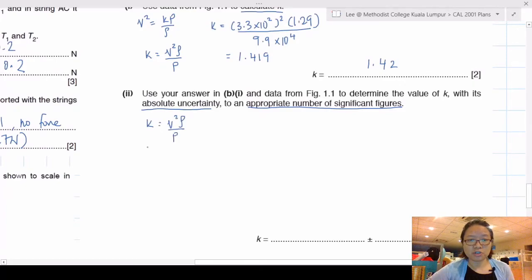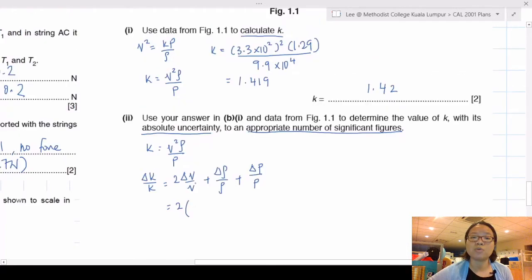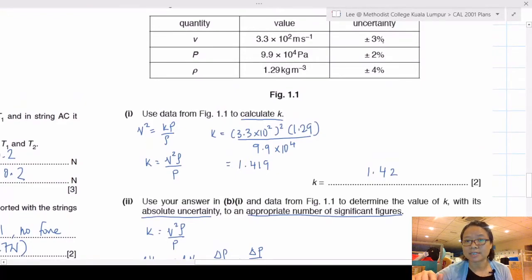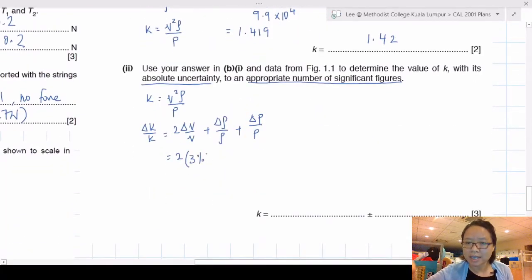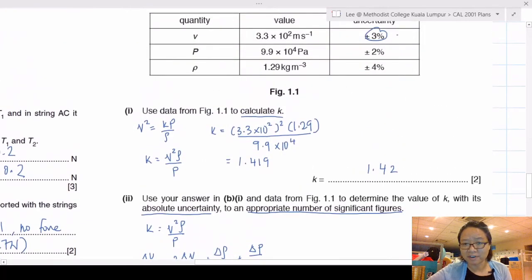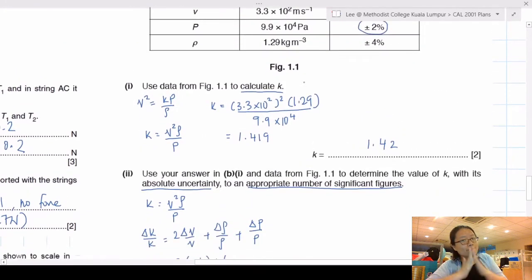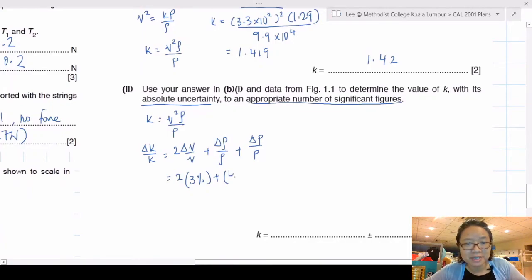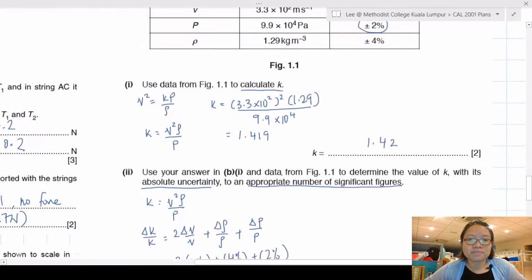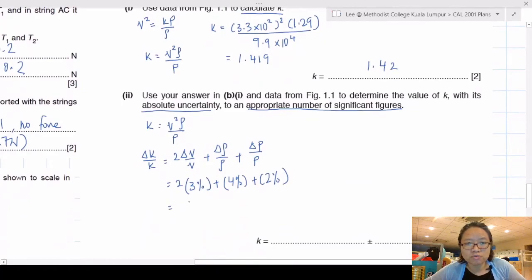So if you look at this equation, right, the uncertainty in K over K is due to 2 times uncertainty in V over V plus uncertainty in rho over rho plus uncertainty in P over P. So again, we are totaling up the percentage uncertainties. But this one, wow, magic leh, they gave you the percentage immediately, so you don't have to divide anymore. Don't have to divide, just write the percentage. So 3%, 4%, 2% respectively. You just copy in the values, don't worry. So the percentage uncertainty is 12% of K.